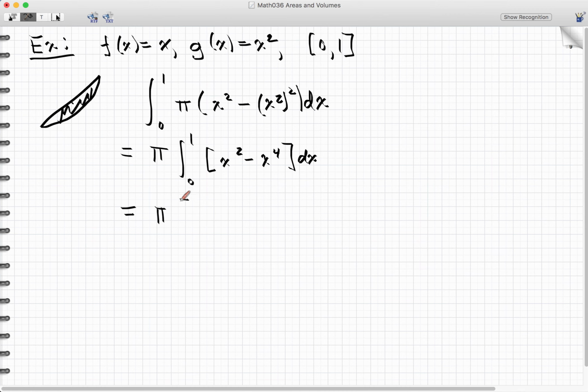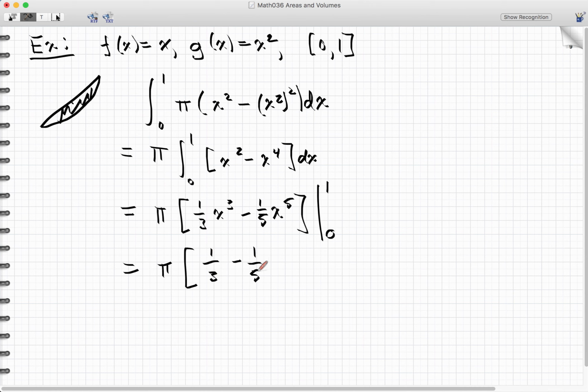Again, the power rule allows us to say that this is 1/3 x cubed minus 1/5 x to the 5th. Evaluate the limits 0 and 1. The 0 term will cancel out, and we end up with pi times 1/3 minus 1/5. Finding a common denominator, we'll have 15, and that'll give us 5 over 15 and 3 over 15, which will yield 2/15 of pi as a final answer.